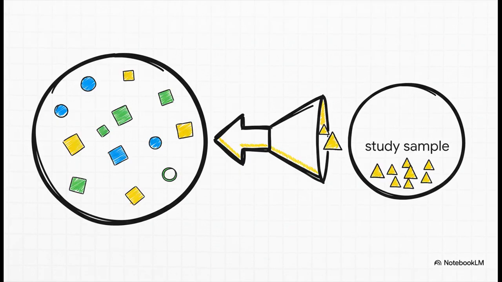So first on our list is selection bias. This is all about who makes it into your study. If the group you're studying doesn't really reflect the larger population you want to draw conclusions about, well, your results are going to be skewed before you've even started your analysis.